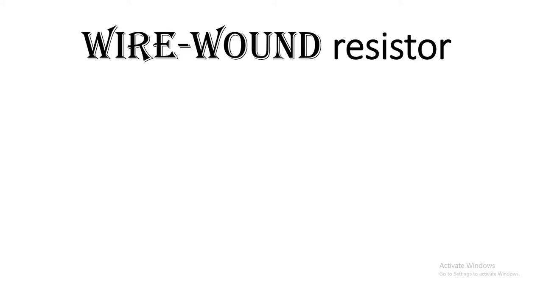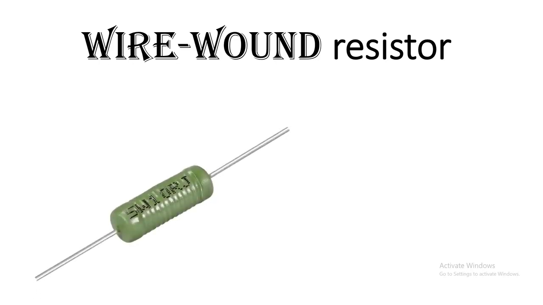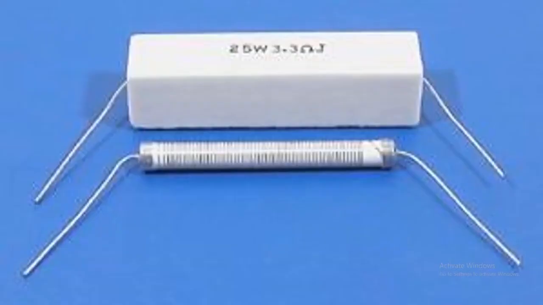The third type of the fixed resistor is wire wound resistor. A wire wound resistor is looking like this. This resistor is large in size. The value of this resistance is written on the body of this resistor. This is a very powerful resistor. We are using this resistor on high wattage circuits. Means this resistor is controlling high wattage, high currents, high voltage. This is also a wire wound resistor.